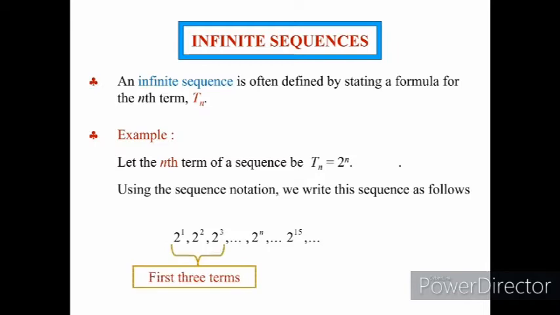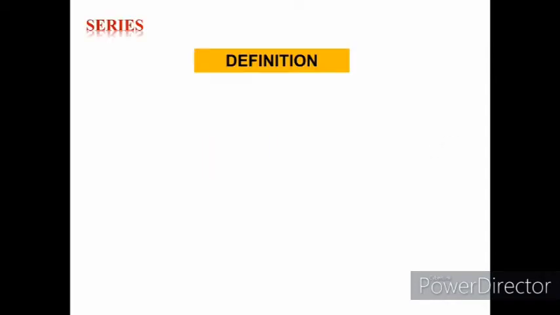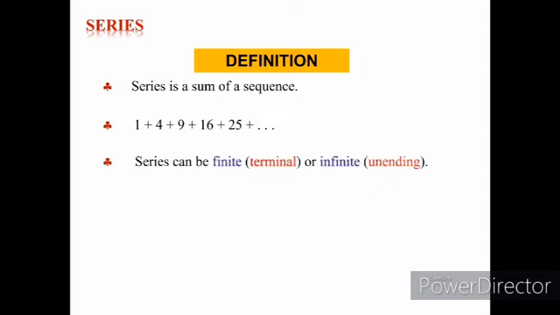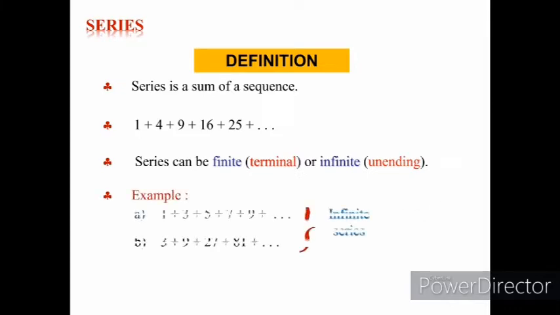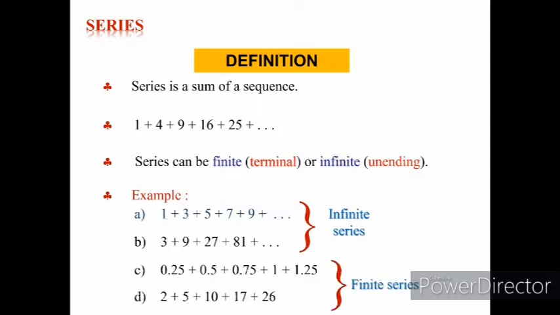As you can see here, the first 3 terms, the T of n term and the 15th term can be seen in the sequence. Now, we will continue with series. A series is a sum of a sequence. As you can see here, the sum of the sequence 1, 4, 9, 16, 25, and so on is called a series. A series can be finite, or terminal, or infinite, which is unending. You can see clearly the examples of both infinite and finite series here.